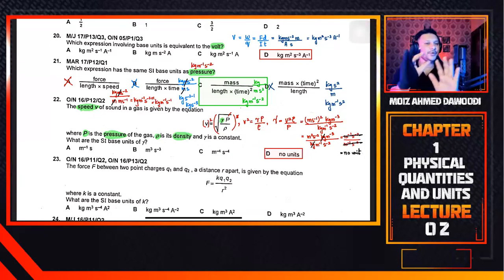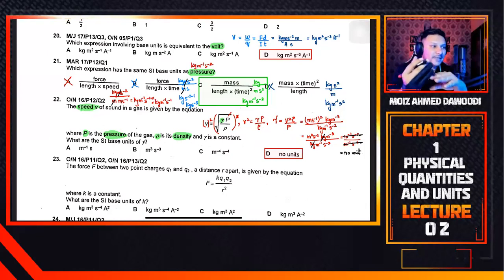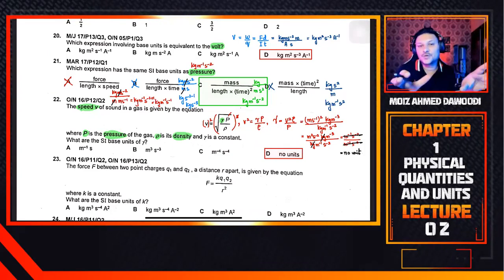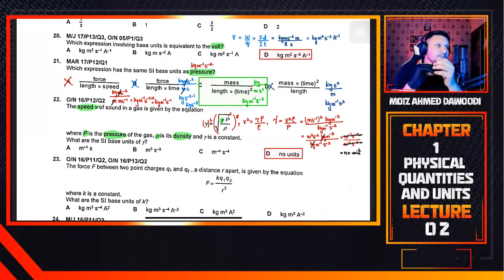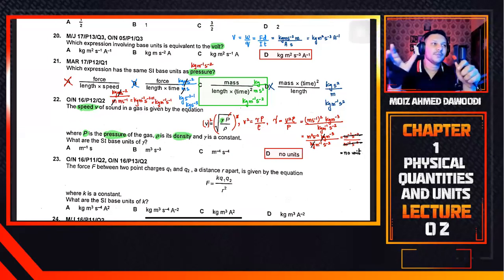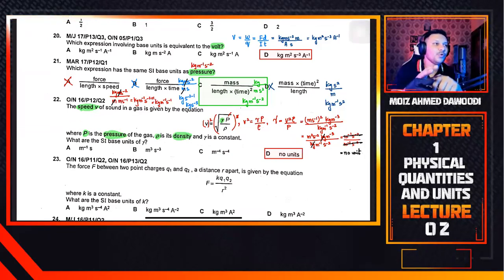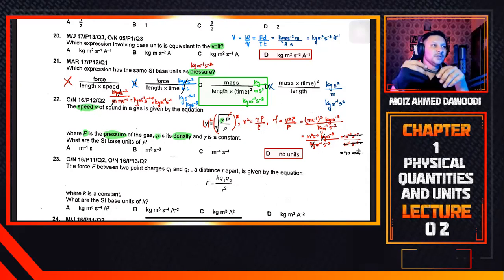So first of all, what did you do? You simplified the equation, and after simplification you made sure gamma was the subject. You put the base unit of each and every quantity individually. You simplified them, and later you saw that all of the base units cancelled out. This is how you see that there are no units. Okay?